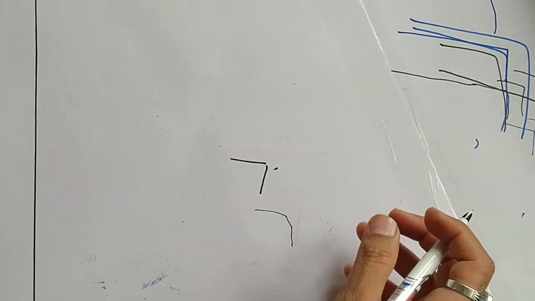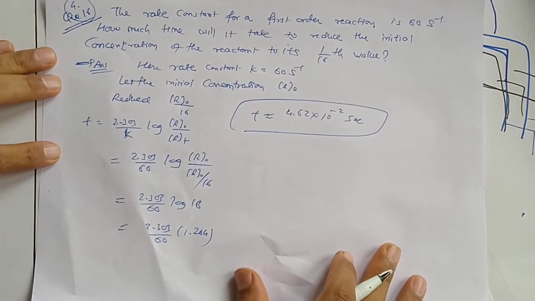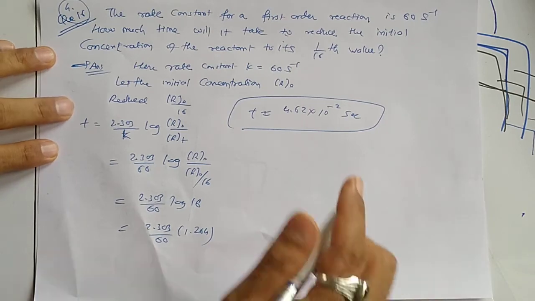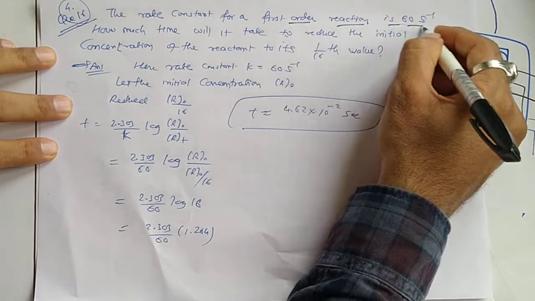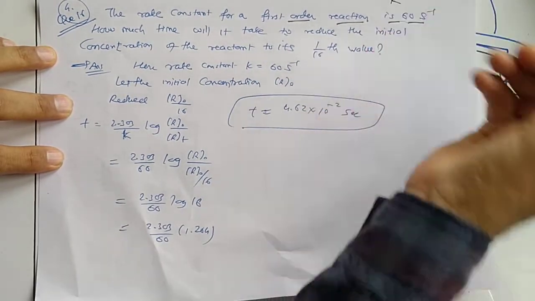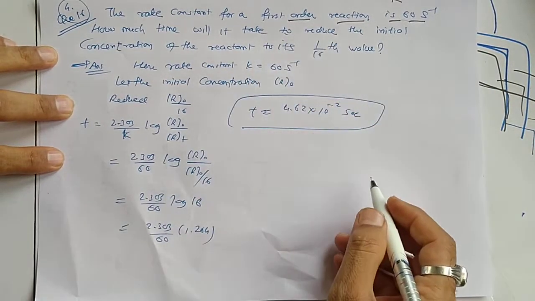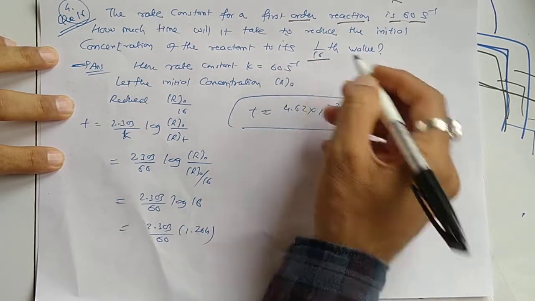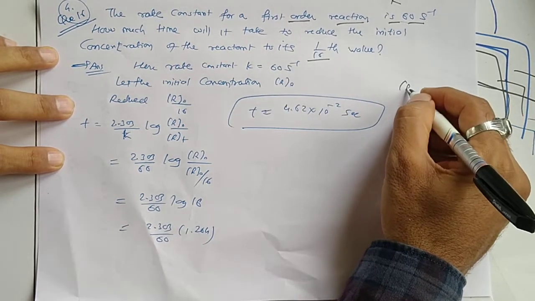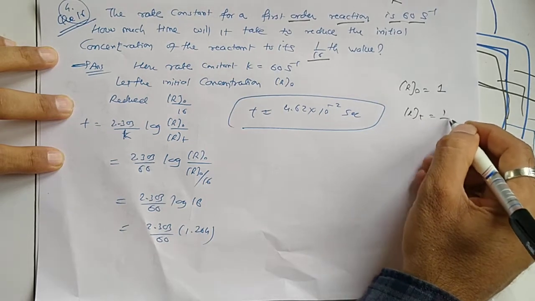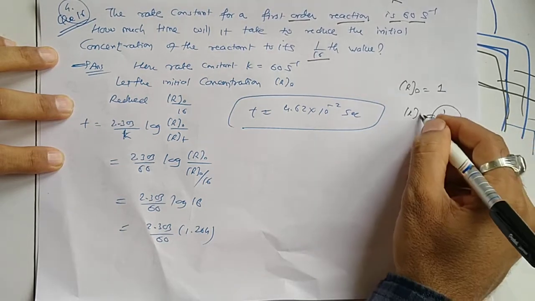Now the last question of the day, 4.16. The rate constant for a first order reaction is 60 per second. Rate constant means k. How much time will it take to reduce the initial concentration of the reactant to its 1/16? Suppose the initial concentration is 1, so the final became 1/16.